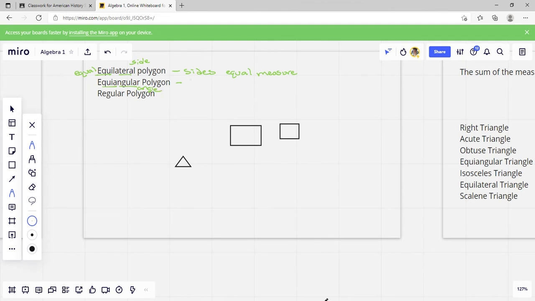Equiangular, equa again means equal, but angular means angle. So these are going to have angles of equal measure. A regular polygon is going to be the shapes that we learned when we were kids. These are polygons in which all sides have the same length and all angles have the same measure. So equal angles and sides. Okay.